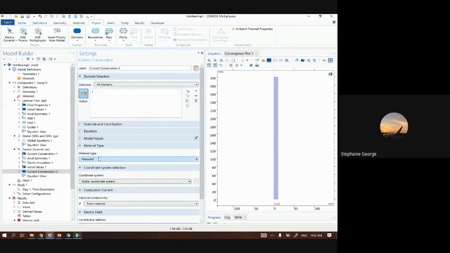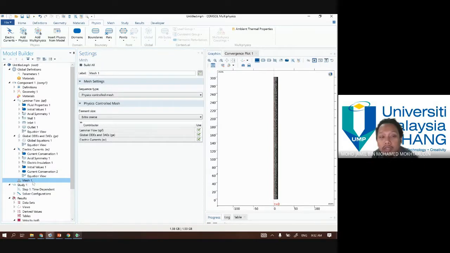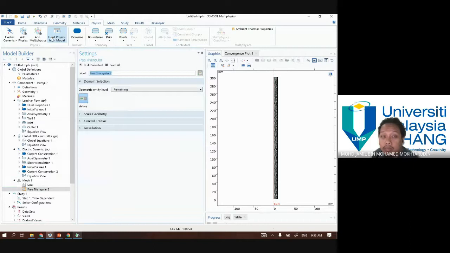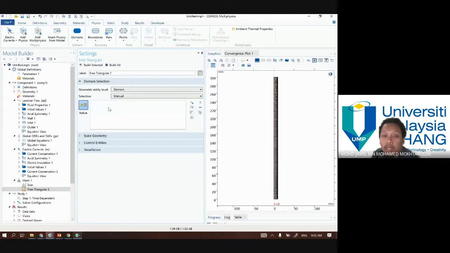Okay. Next, for the mesh, it also has 2. Okay, for the mesh, you can just right click and choose. In your case, it will be free tetrahedral, because it's 3D. In my console, because I'm using 2D, I choose free triangular. So for your 3D, it's a free tetrahedral. So in this free triangular, go to the geometric entity level, and then go to domain, and then repeat the same thing. Just choose the heart.